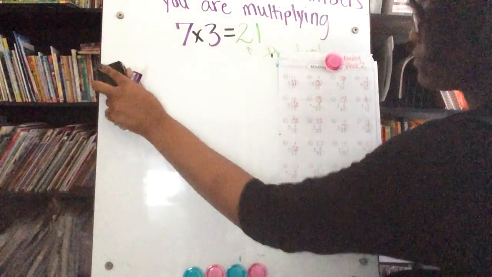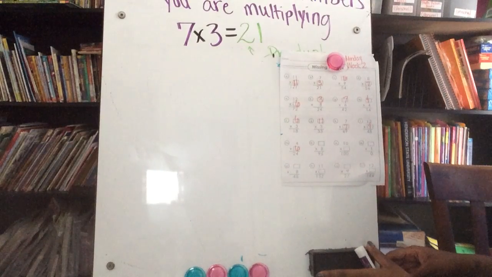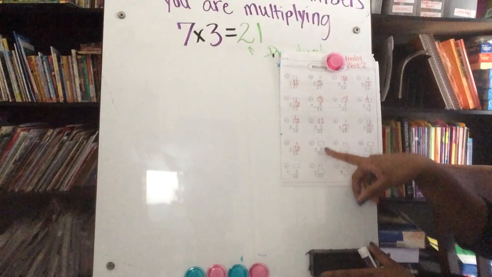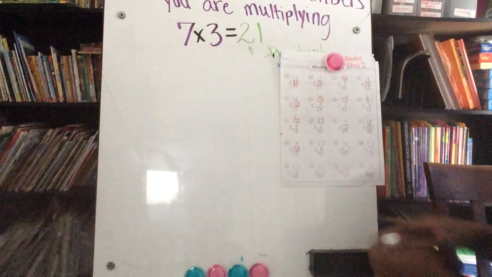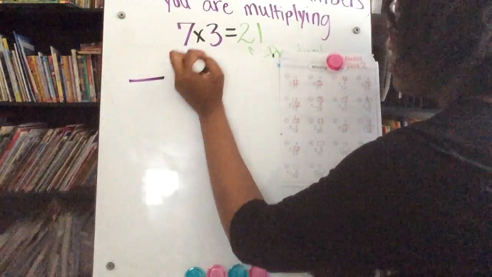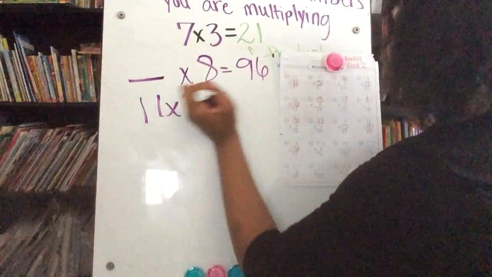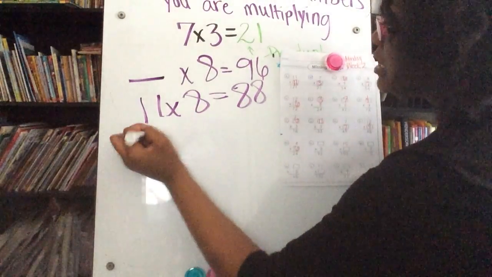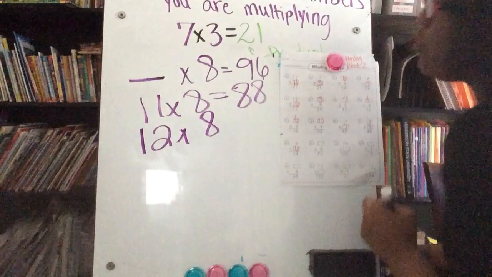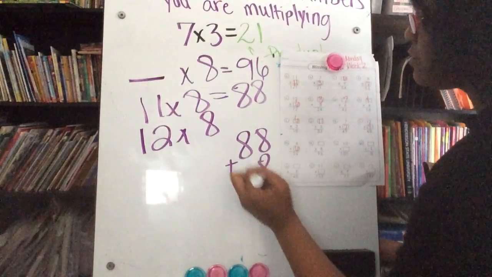All right. On this next one, it says something multiplied by 8 is 96. Well, I already know 11 multiplied by 8 is 88. So if 11 times 8 equals 88, that's not it. So my next one is going to be 12 times 8. And in order to figure that out, you have to do 88 plus 8.